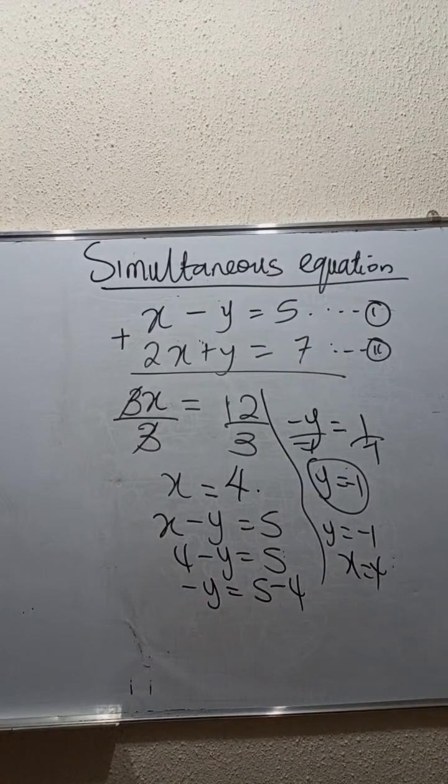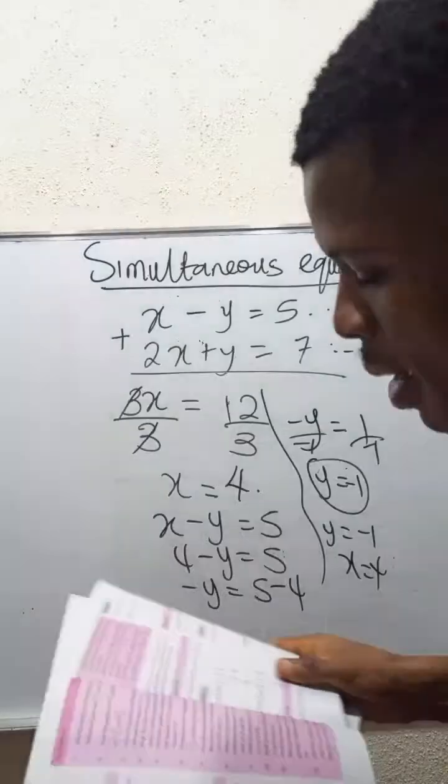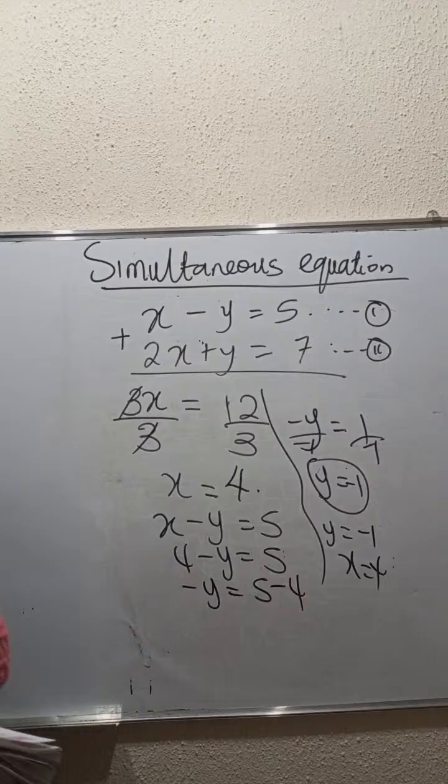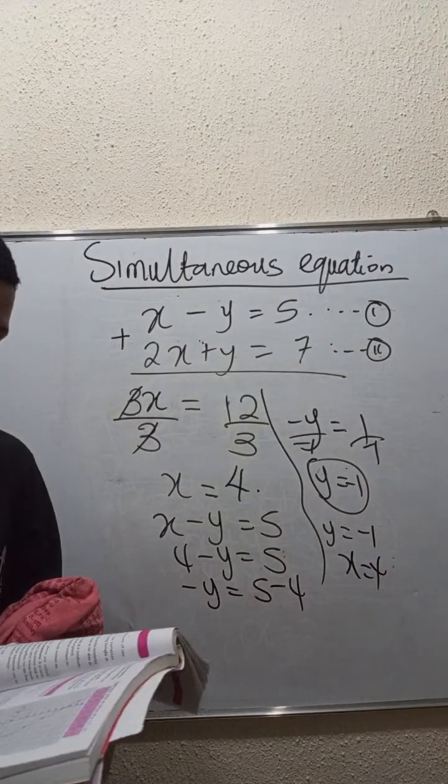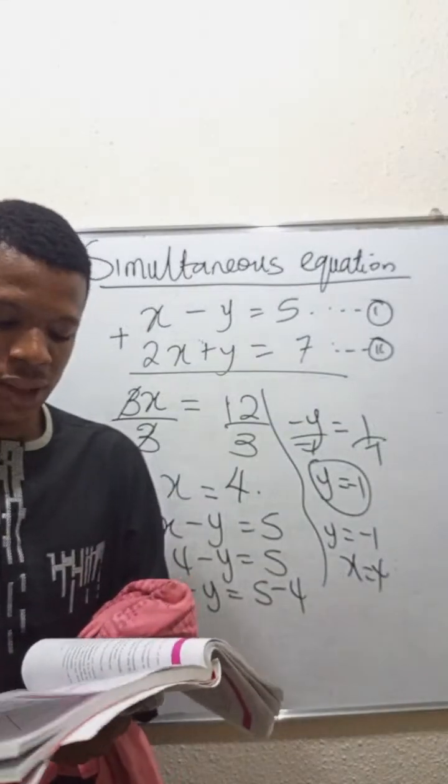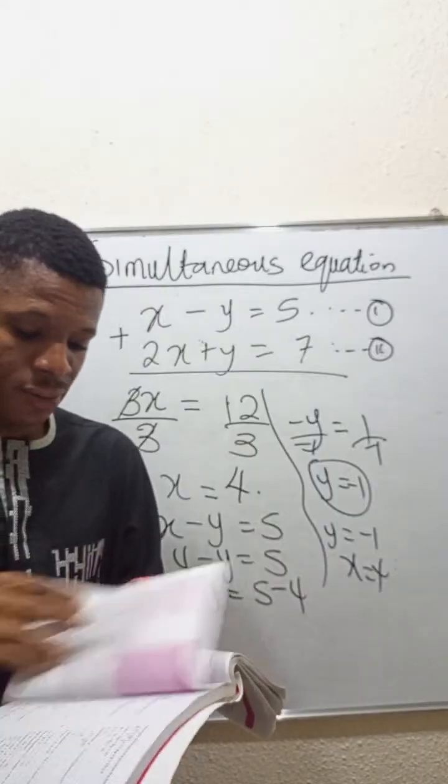Actually, this is very, very easy to do. It is called solving simultaneous equations by the substitution method. In solving with this method, we always get to a stage where the variables are not matching.